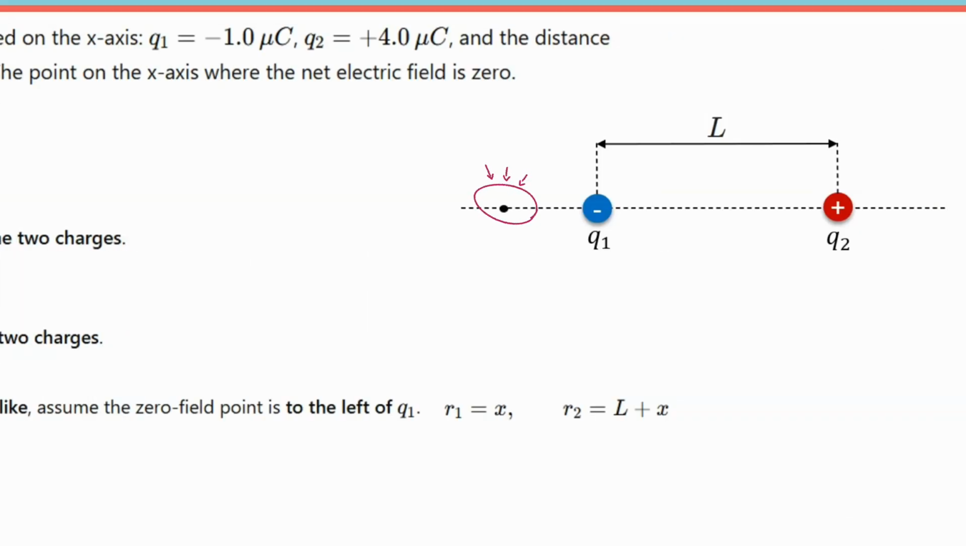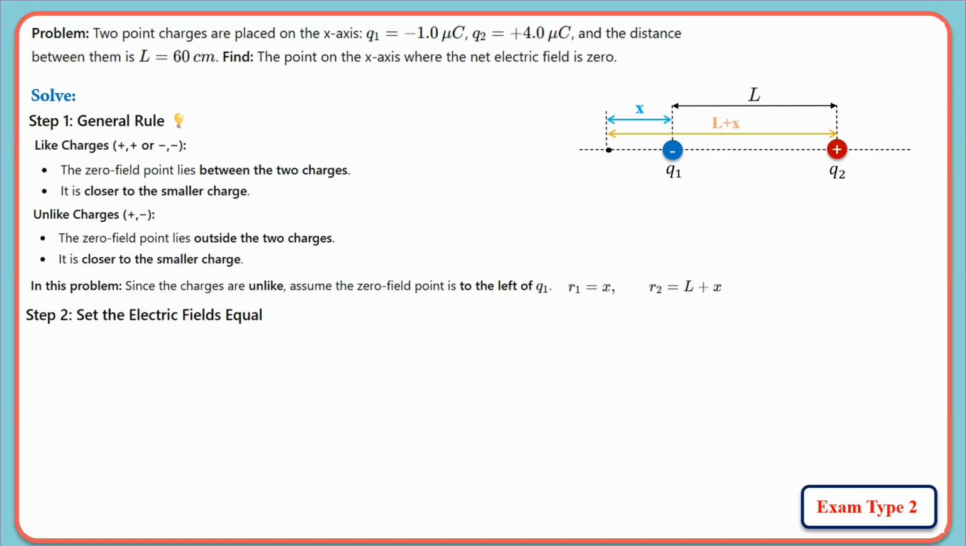Therefore, we assume the zero field point is to the left of Q1, which has the smaller magnitude. Let the distance from Q1 to the unknown point be x. Then the distance from Q2 is simply L plus x. Since the net electric field is 0, the magnitudes of the two electric fields must be equal. Using the electric field equation, we write E1 equals E2. After substituting the charge magnitudes and distances, the Coulomb constant appears on both sides, so we cancel it immediately.